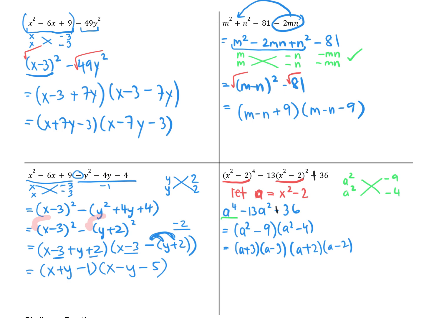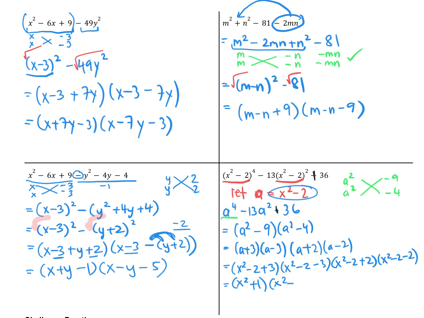Now that I'm done factoring this, I'll bring back the x squared minus 2 and see what happens. x squared minus 2 plus 3, x squared minus 2 minus 3, x squared minus 2 plus 2, and x squared minus 2 minus 2. So that gives us x squared plus 1. That's done. That's not a difference of squares. That's as far as we can go. x squared minus 5. 5 isn't a perfect square, so that's as far as we can go.